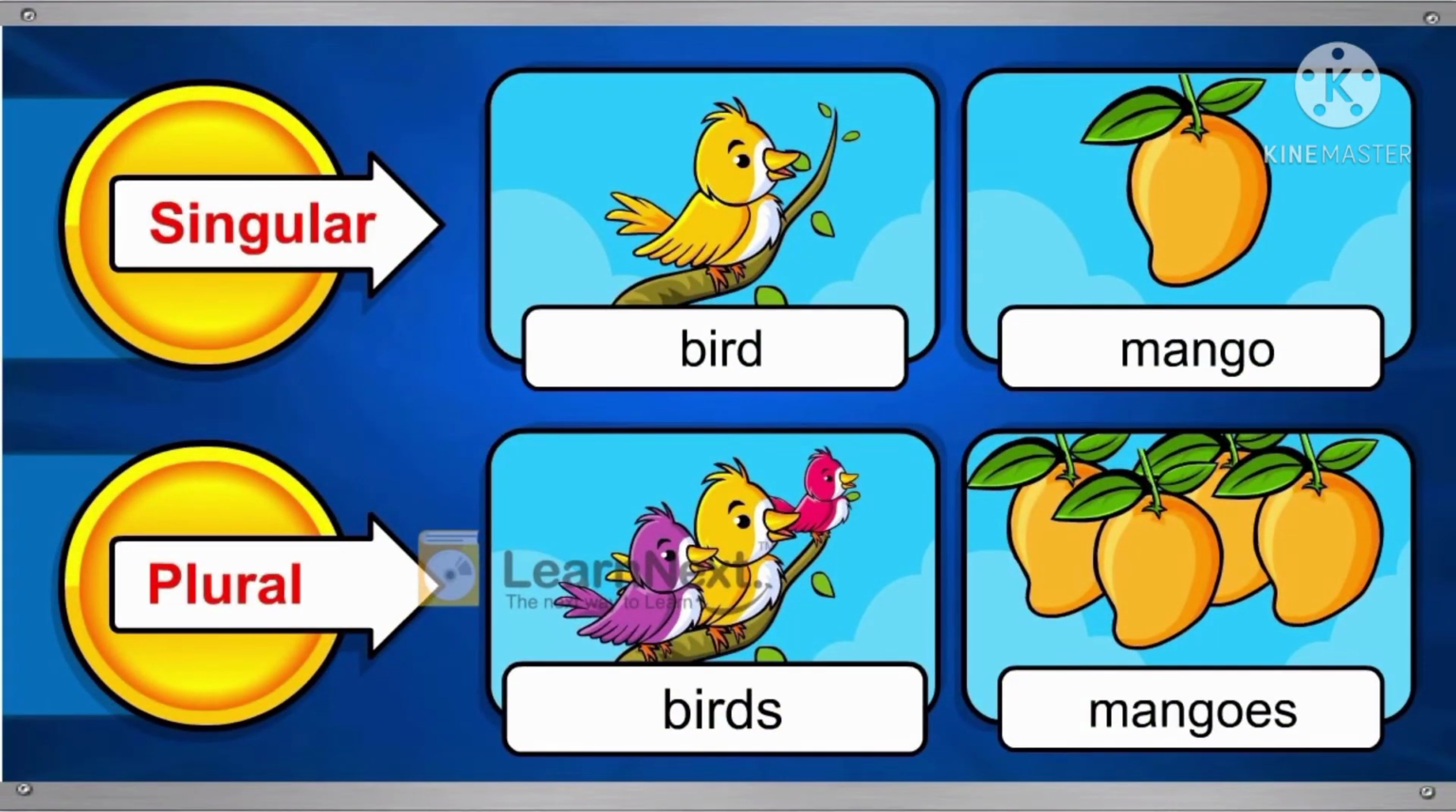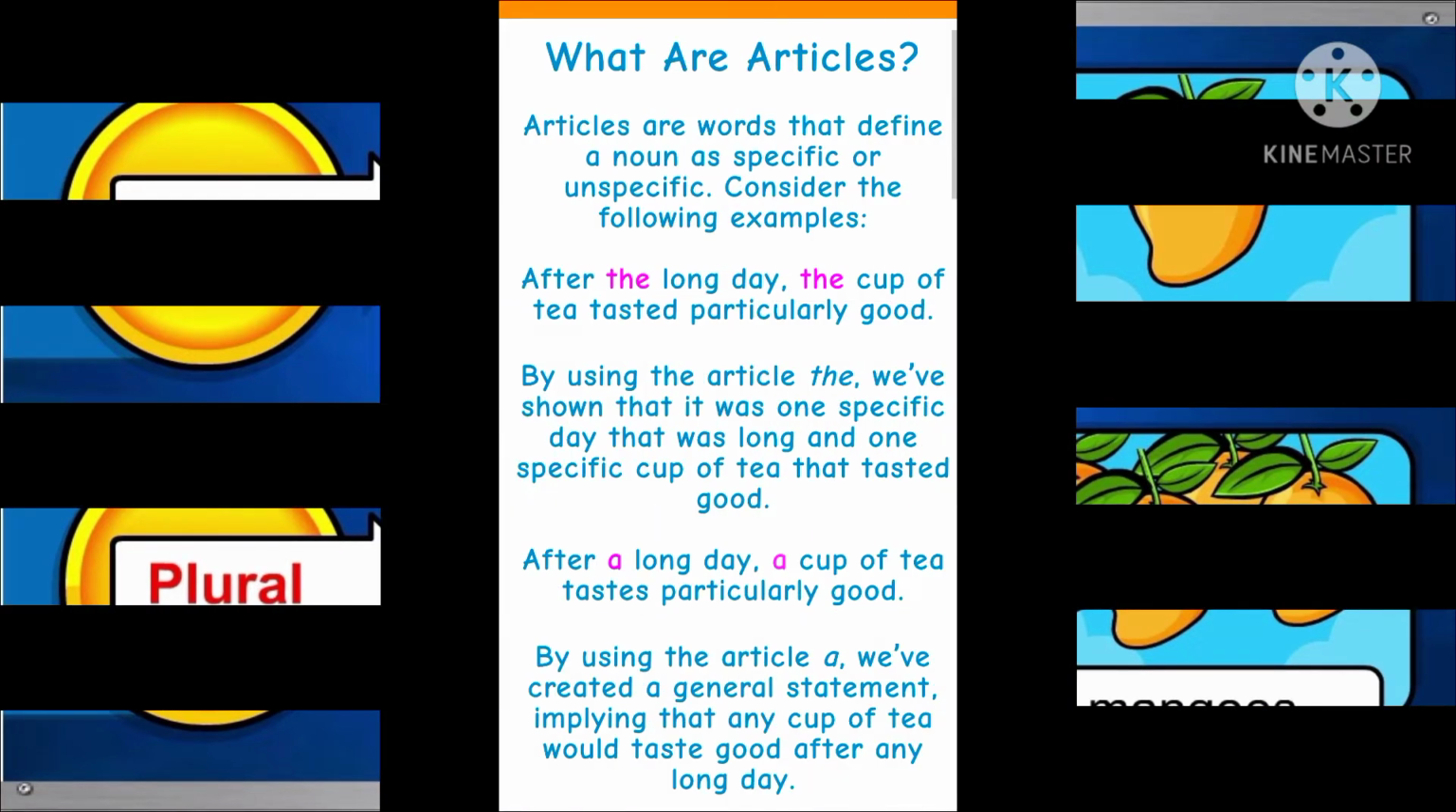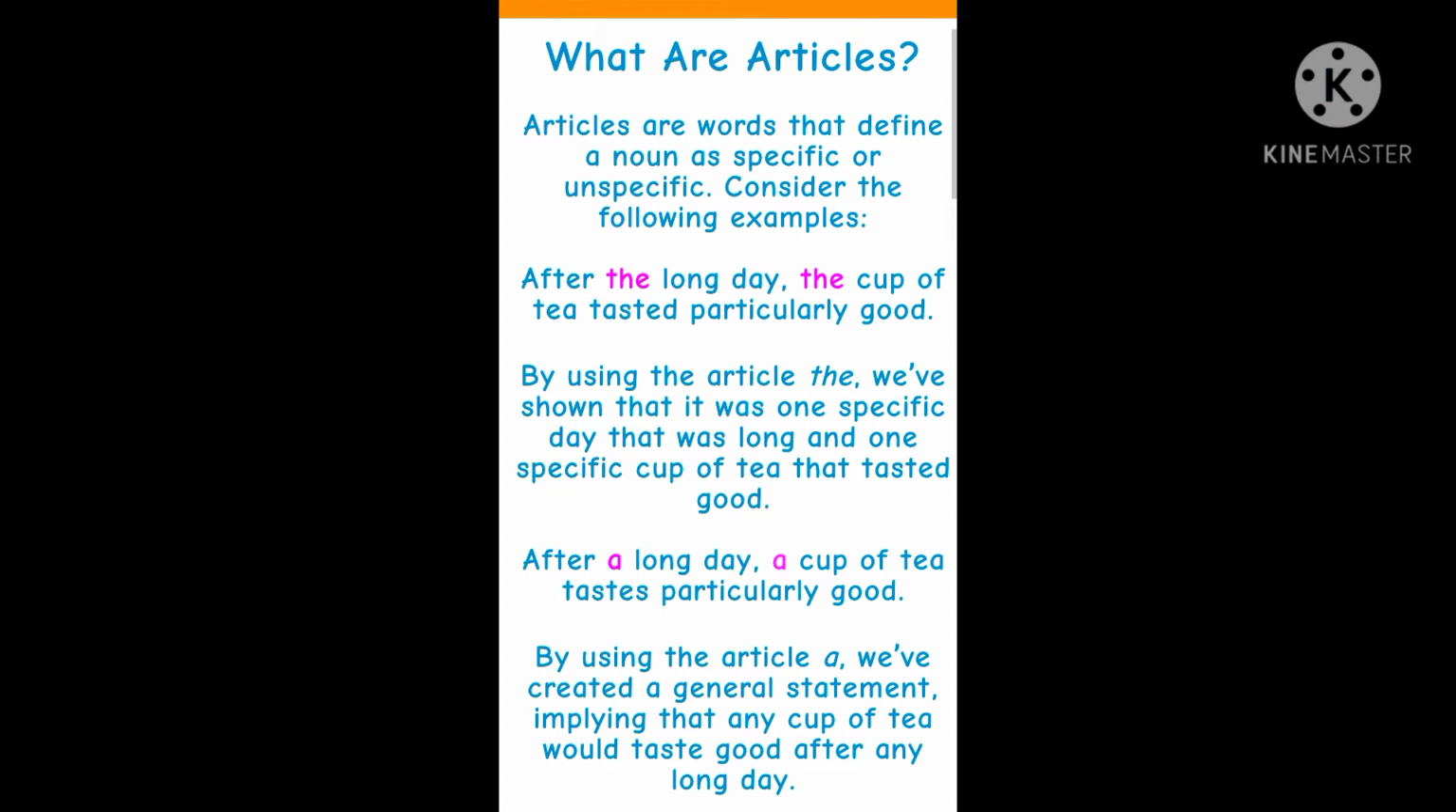And now let's understand what is a singular noun and what is a plural noun. Singular noun stands for a single object or a single thing. In the picture above, you can find there is one bird that is singular and one mango that is singular. And in the picture below, you can find there are many birds. It becomes plural, and many mangoes hanging from the tree. It becomes plural.